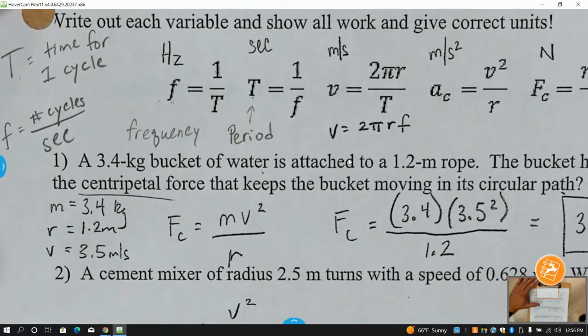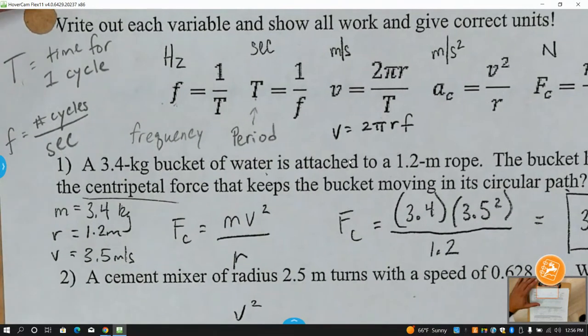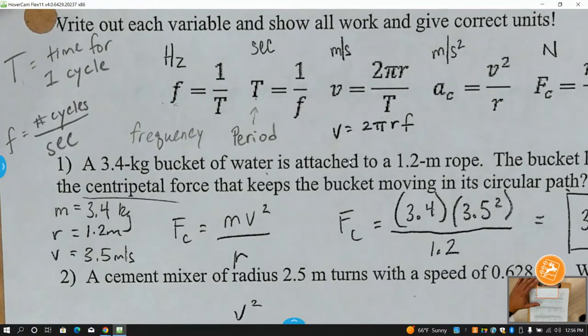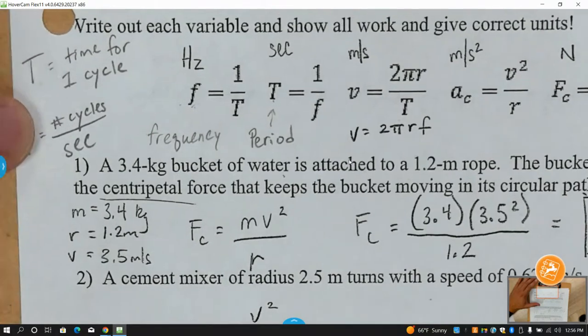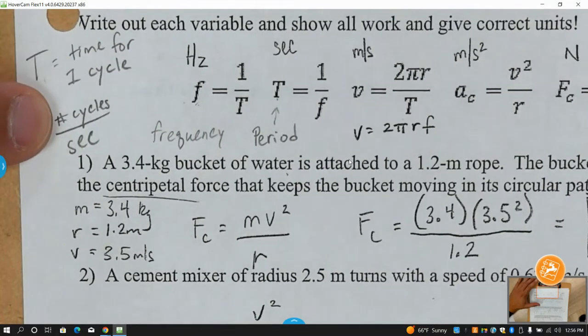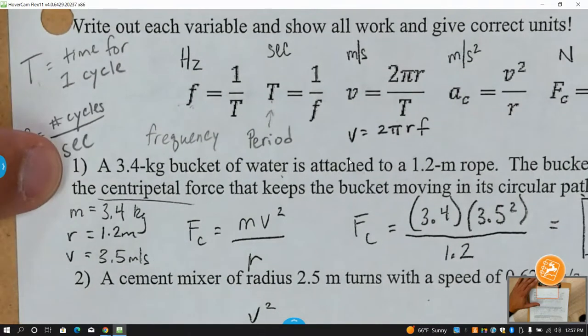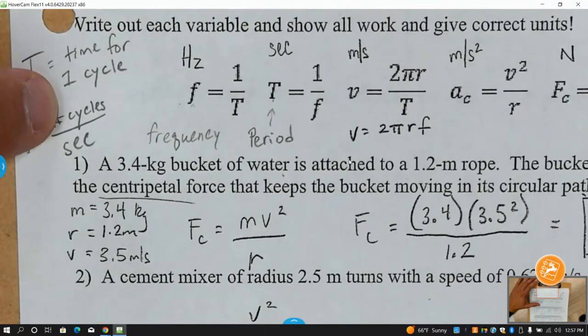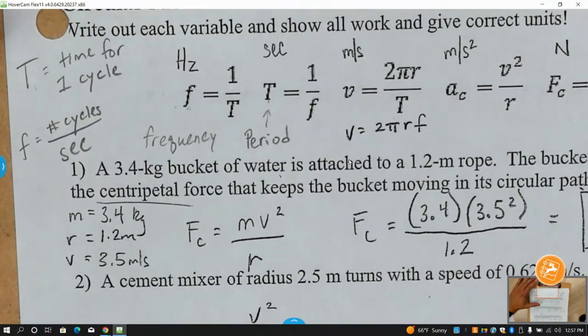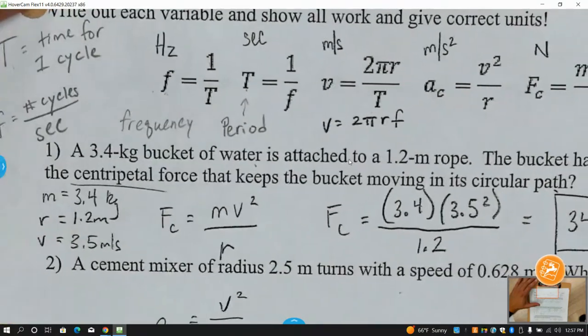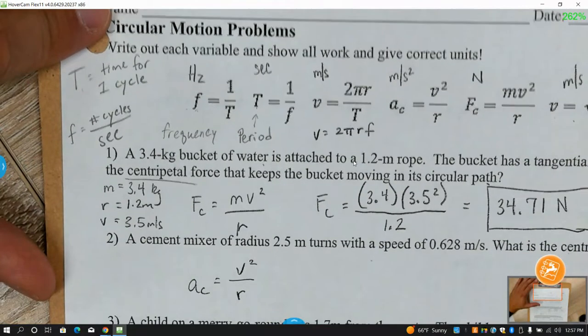How many seconds are in a minute? 60. So there's going to be a problem where they tell you you make 27 rotations or revolutions in 1 minute. Well, the total number of cycles would be 27, but we want seconds on the bottom, not 1 minute. So it'd be like 27 over 60. We'll get to that one. First one is an example that's already worked out for you.